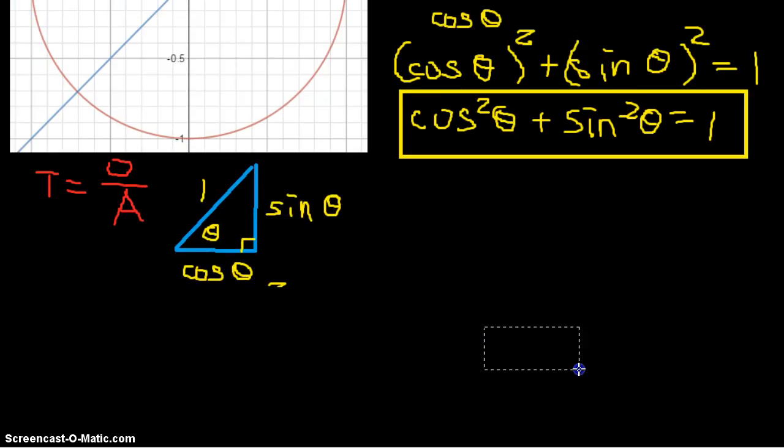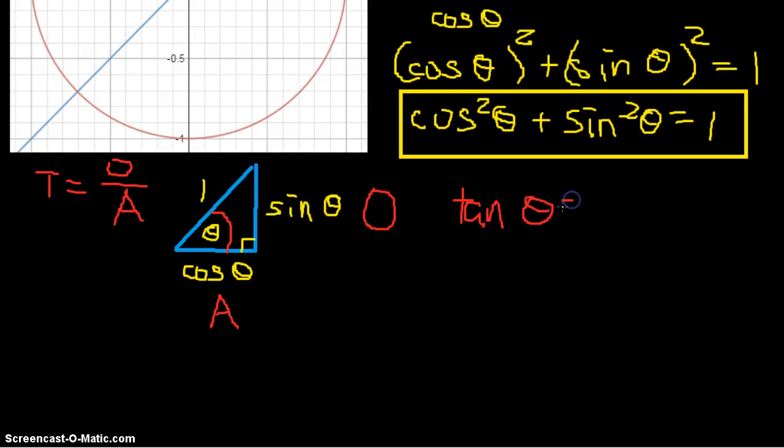If I look at that right triangle, my angle is theta over here. My opposite side is this, and my adjacent side is this side. So tangent of the angle theta is equal to my opposite side, which is sine theta, over my adjacent side, which is cosine theta. That's the reason why.